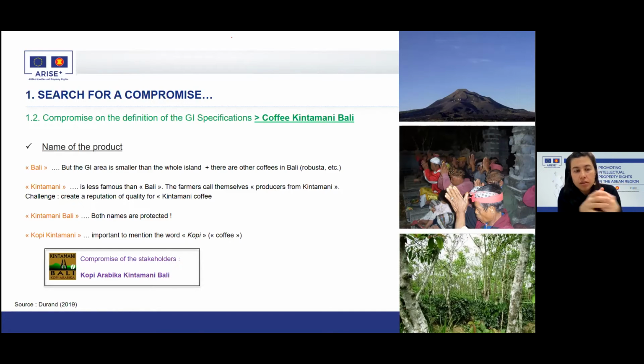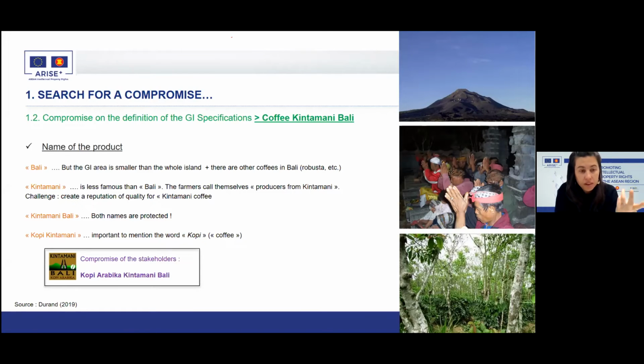Then they discussed the combination of both names to protect both. So Kintamani Bali, but in fact, the problems of each name were remaining. So it was not selected at the end. Kopi Kintamani was also considered because kopi is coffee in the Indonesian language. And it was important for the farmers to put the word coffee in the name. It was very important because they were farmers, but they were feeling as coffee farmers above all.